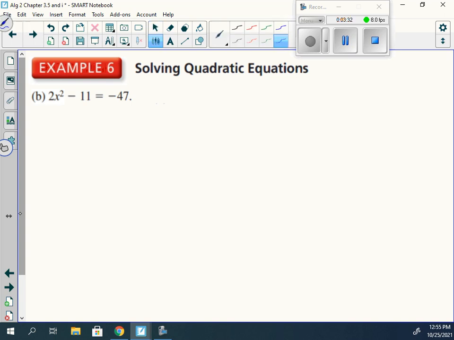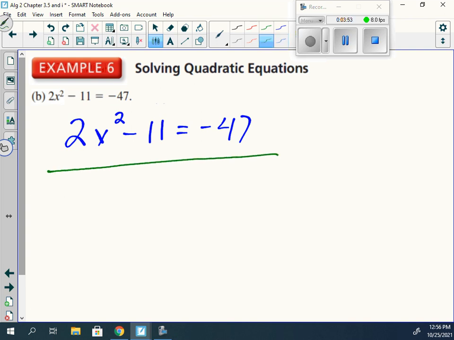2x squared minus 11 is equal to negative 47. Now, again, we can't graph this one, and factoring won't work, but the square root method will. So what can we do first? We can add 11 to both sides, which will tell us that 2x squared is equal to negative 36.